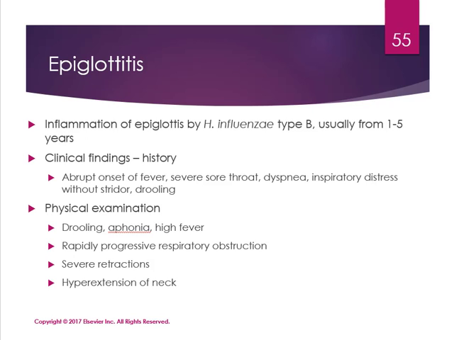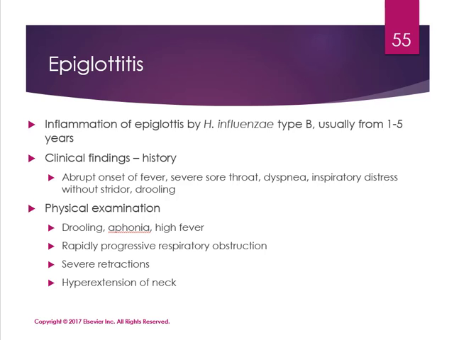Let's talk next about epiglottitis. It's inflammation of the epiglottis caused by H flu type B, and usually happens in 1 to 5-year-olds. The disease is 4 to 10 times higher in the Navajo Native Americans and the Alaskan Natives. So if you have populations that are in that group setting, it's important to be aware of that. Clinically, there's an abrupt onset of fever, severe sore throat, dyspnea, inspiratory distress without stridor, and a lot of drooling. And the drooling comes from the swelling in the throat.